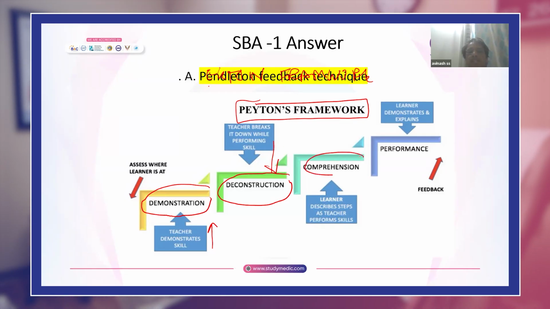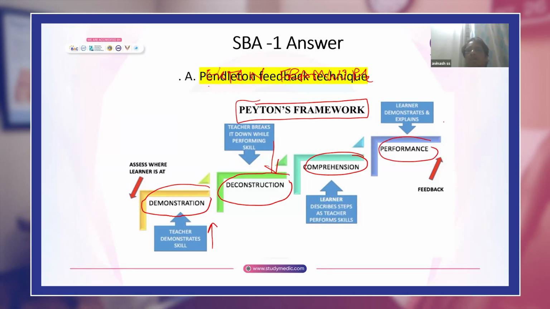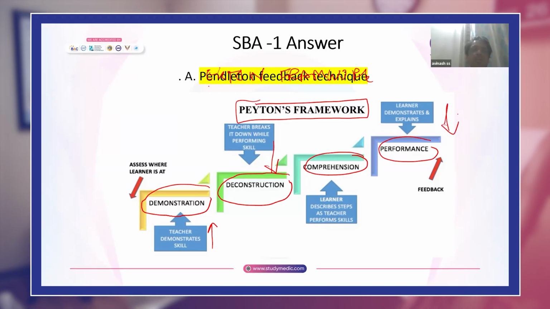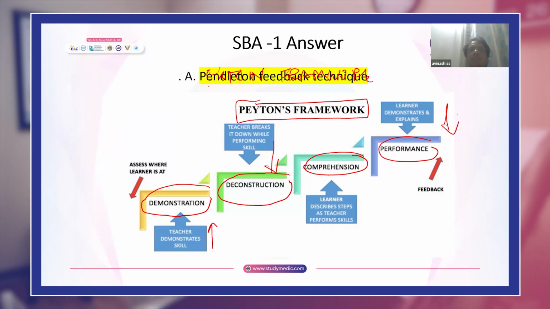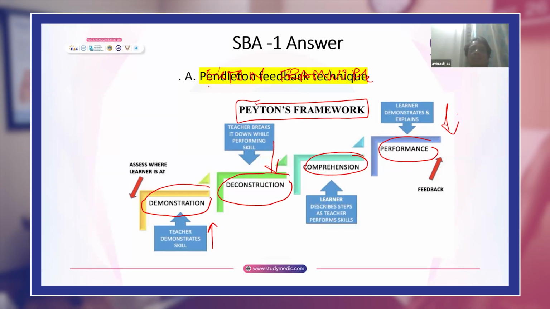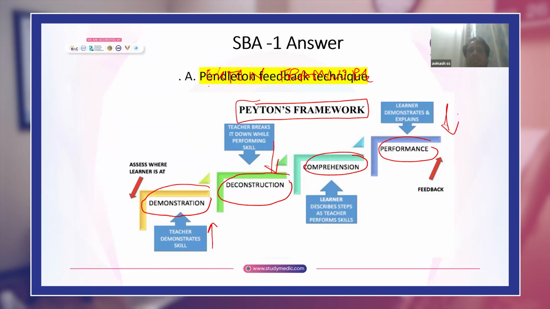Then he will seek the understanding of the learner. While the facilitator is demonstrating, the learner will explain the steps. Then the learner will perform and explain the steps. These are the 4 steps of demonstration, deconstruction, comprehension and performance that are involved in teaching a particular procedure. And this is called Peyton's framework of teaching the procedural skill.